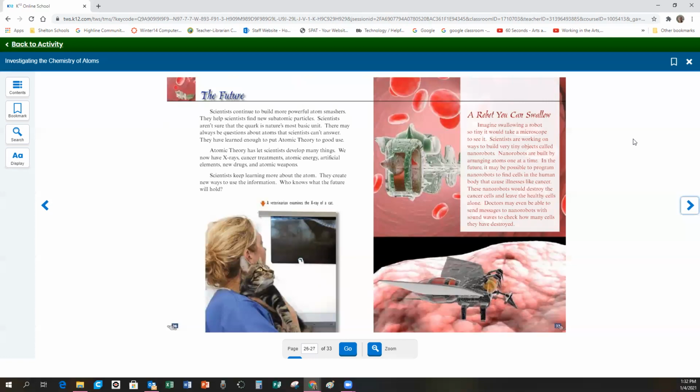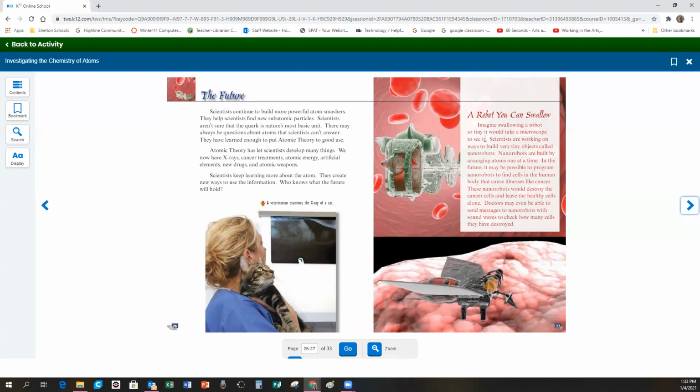They have learned enough to put atomic theory to good use. Atomic theory has let scientists develop many things. We now have X-rays, cancer treatments, and atomic energy, artificial elements, new drugs, and atomic weapons. Scientists keep learning more about the atom. They create new ways to use the information. Who knows what the future will hold?